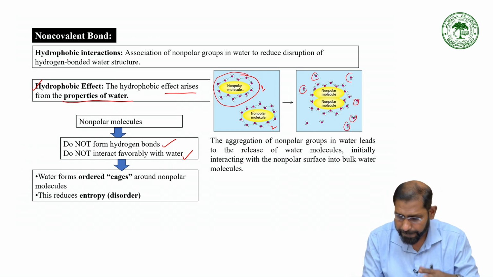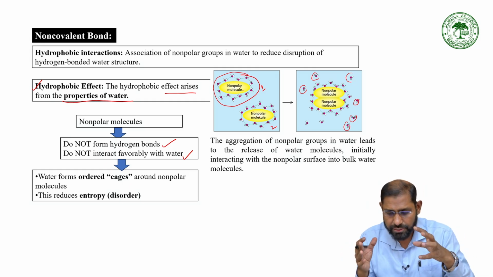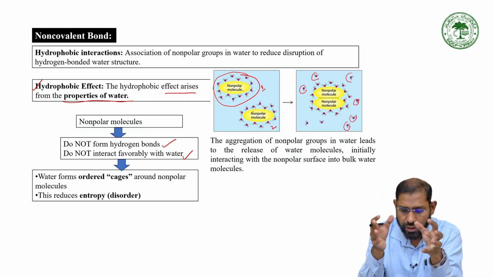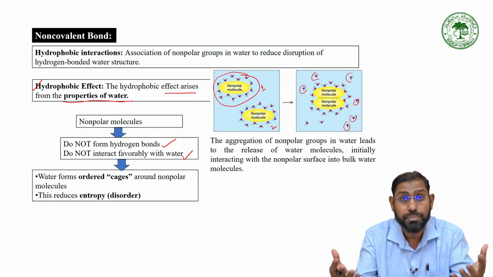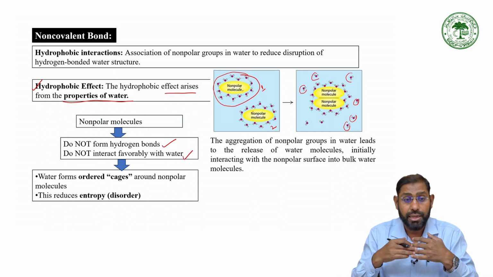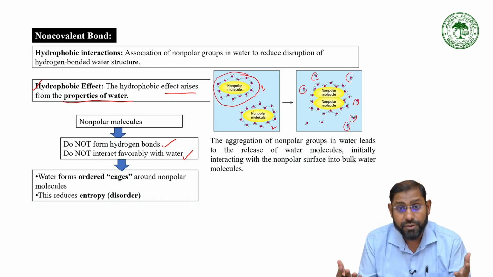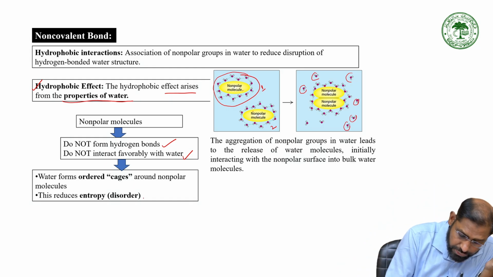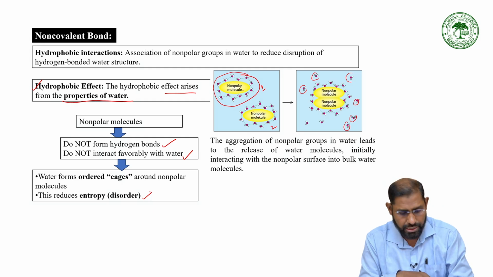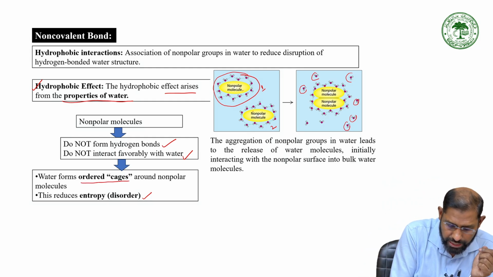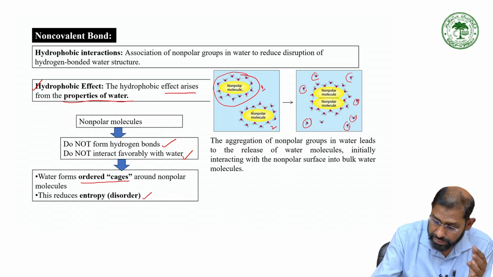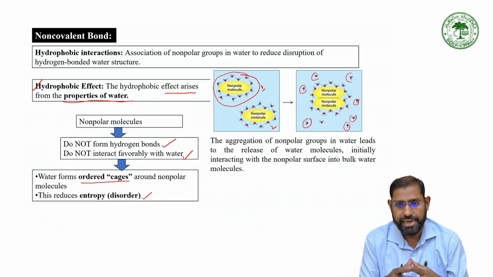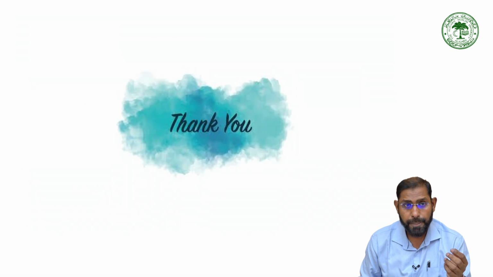Initially the non-polar molecules are in the bulk water. The aggregation of non-polar groups in water leads to the release of water molecules, and this changes the entropy, the disorder. When they form the cage, the entropy is reduced, but when they release the water molecules, the entropy increases. These molecules interact together. Thank you so much.